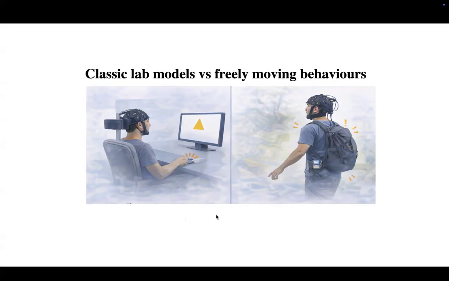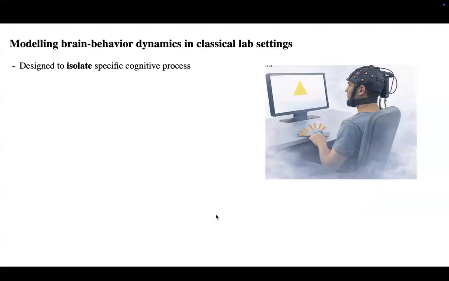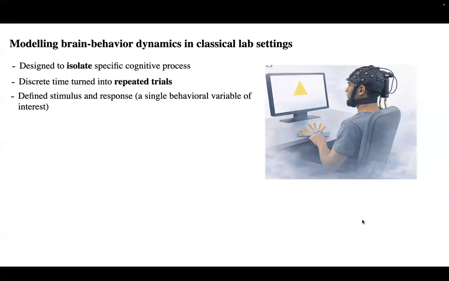have been classical lab models conducted so far, also classical paradigms therefore, and what defines a freely moving behavior. So when modeling brain behavior dynamics in classical lab settings, the paradigms are designed in a way that you can isolate the specific cognitive process that you're interested in. And that also means that the paradigms are often designed in a way that you have a discrete time that can turn into repeated trials because you have a very defined stimulus and a very specific response, which is a single behavior variable of interest that you are interested in and you want to study.